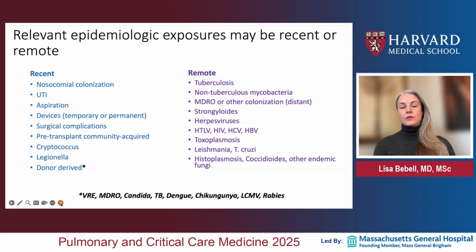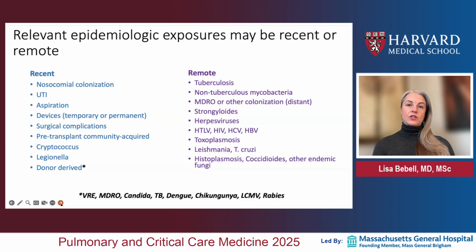Remote exposures can also come up and can contribute. Tuberculosis and non-tuberculous mycobacterial infections can come up after transplant as the immune system is ramping down and there's less control of those distant infections. And distant multi-drug resistant organism colonization can also come back and cause infection, which is one of the reasons why this population is at higher risk for MDRO than other populations.